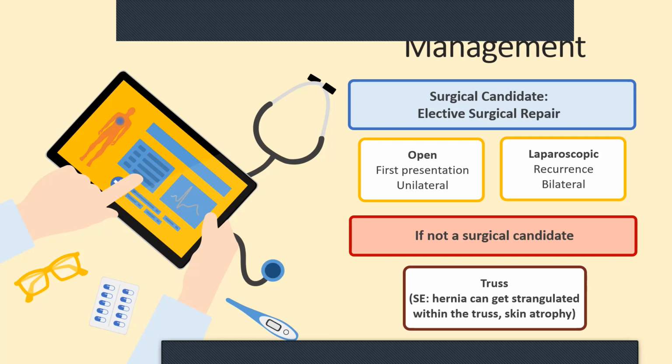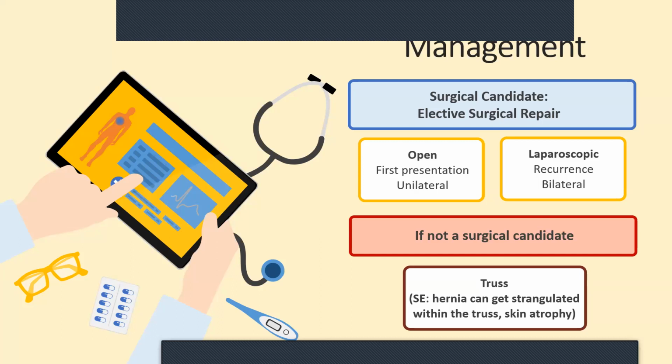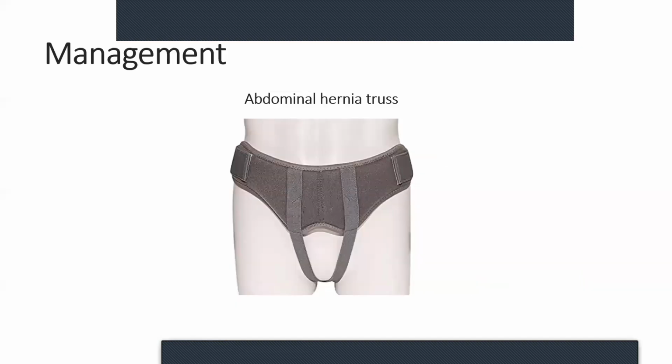Occasionally, you will also come across patients who are not a surgical candidate, for example, if they have multiple comorbidities. Sometimes to manage the hernias, patients can wear a truss, which looks like this. The truss essentially applies pressure on the hernia to help reduce it back in. However, it can still strangulate, and it's uncomfortable just looking at how you have to wear it. Sometimes it can also cause a lot of irritation around the skin.